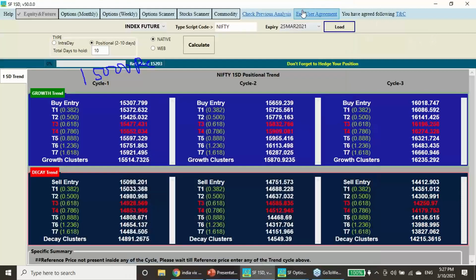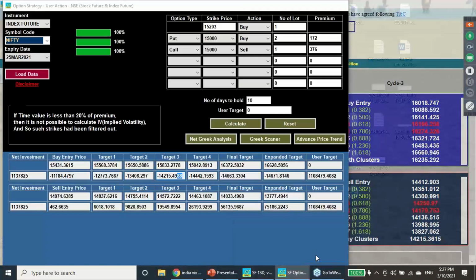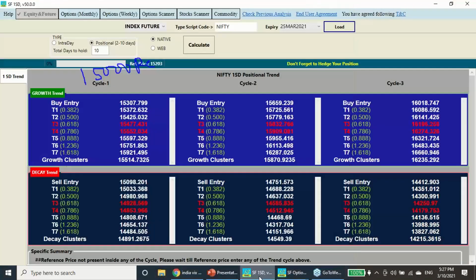So keep following this particular strategy, which I have demonstrated with our software on option strategy and our software on 1 standard deviation. I again request you, for the coming 10 days period, do follow these levels of Nifty that have come in this 1 standard deviation software, to know the authenticity of this tool.